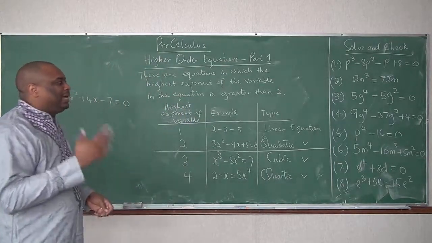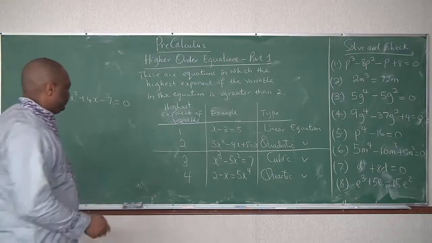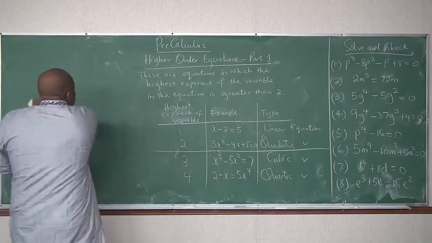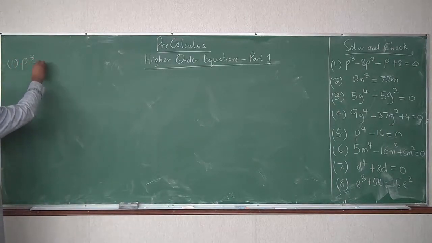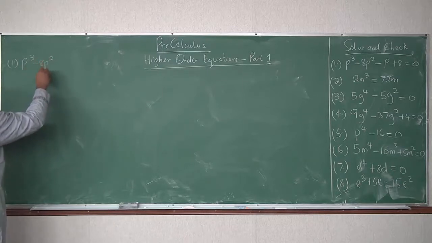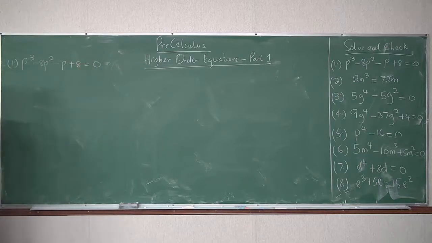As usual, with equations we shall solve and check. So let's get started. Question 1. p cubed minus 8p squared minus p plus 8 equal to 0. This is a complete cubic equation.